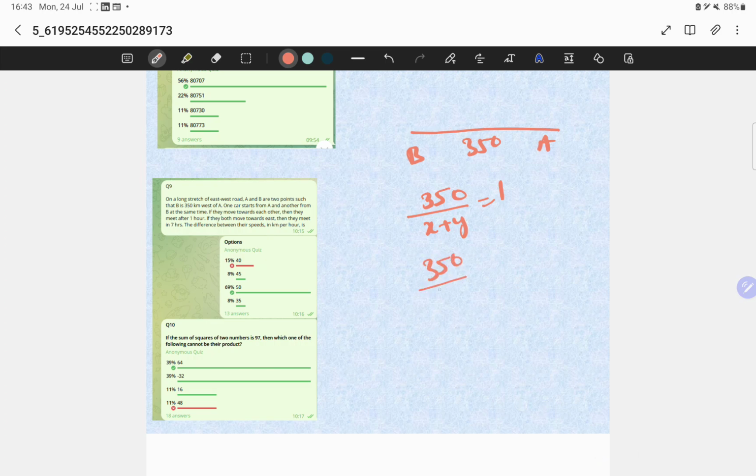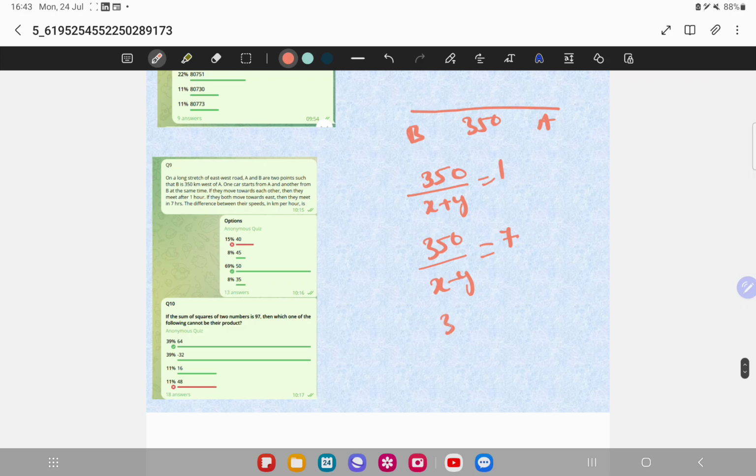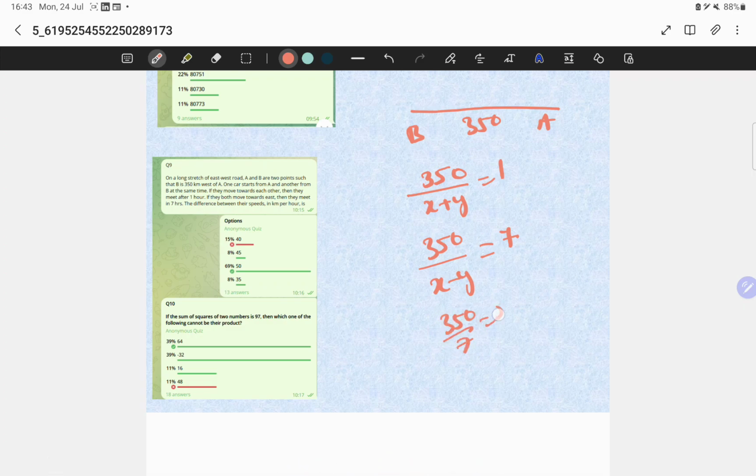So if we take x and y as the speeds, when they are in the same direction, this will be subtracted. This will be 7. So 350 by 7 equals x minus y. So x minus y equals 50. The question is the difference between the speeds. This is the difference only. So x minus y equal to 50 is the answer. That's it. This is done.